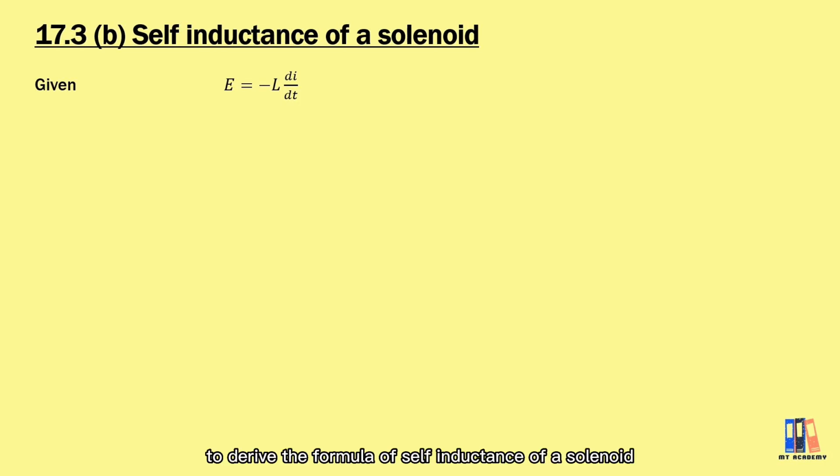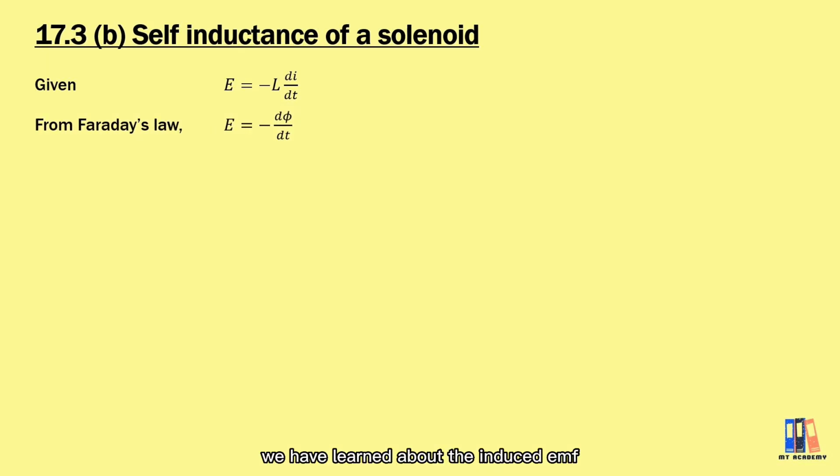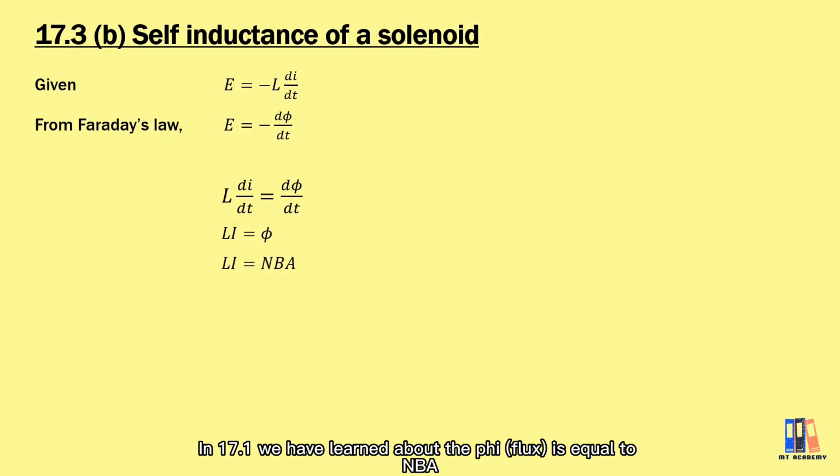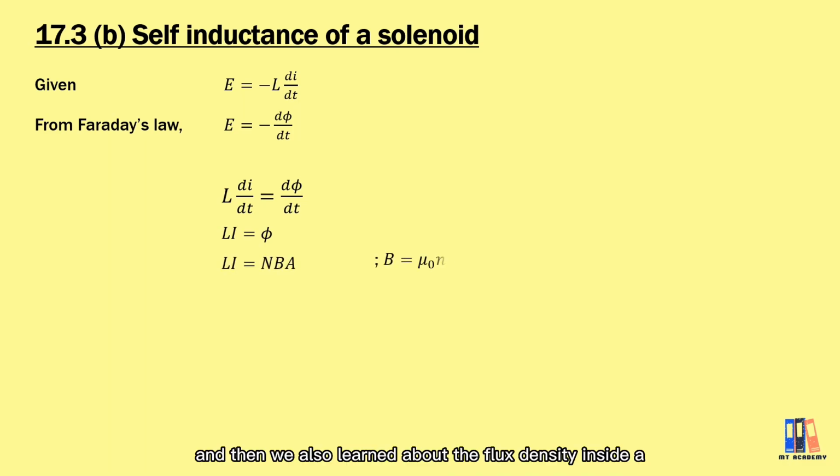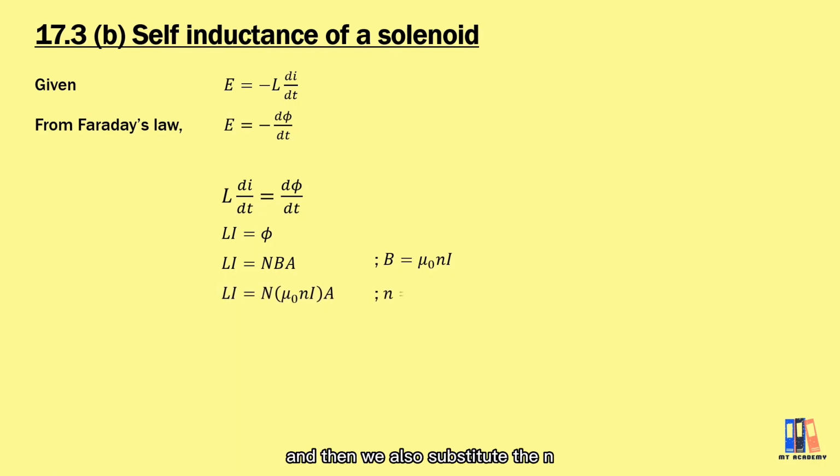So now we're going to derive the formula of the self-inductance of a solenoid. From Faraday's law, we have learned that the induced EMF is equal to the negative of the rate of change of flux. So equate both formulas, we have the equation L di dt equal to d phi dt, and then we have Li equal to phi. In 17.1, we have learned that phi is equal to NBA, and then we also learned that the flux density inside a solenoid is equal to mu naught Ni in chapter 16. So we substitute the formula into the equations, and then we also substitute the N with the number of turns per length. So in the end, we have the self-inductance is equal to mu naught N squared A divided by the length of the solenoid.